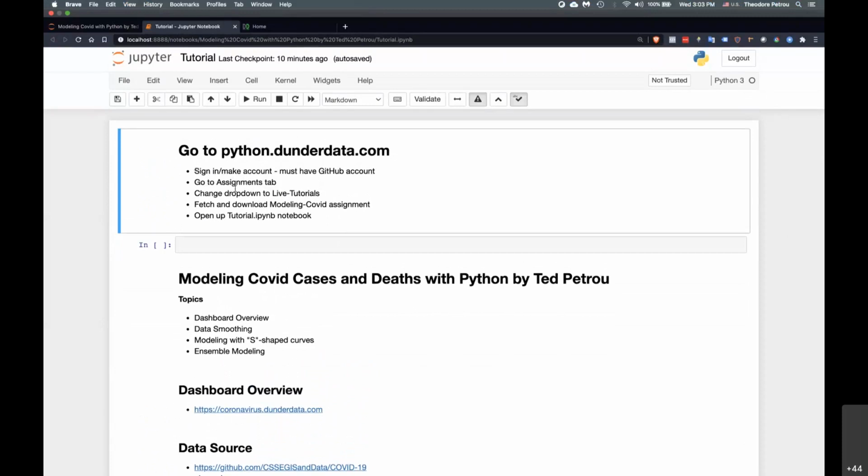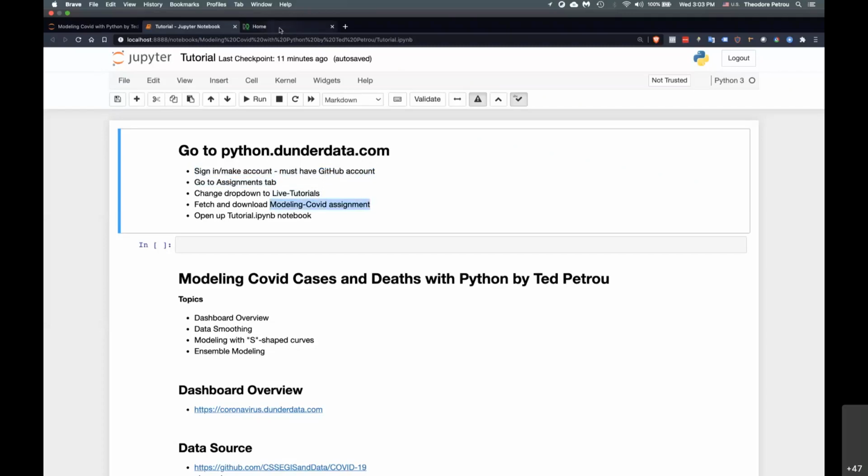If you want to follow along in a Jupyter notebook, you'll need to go to python.dunderdata.com and make an account if you haven't made one already. Once you've made an account, you'll go to the Assignments tab. In the Assignments tab, there's a drop-down menu called Live Tutorials. You just go to that, then you'll see the Modeling COVID assignment. You'll need to fetch that assignment, and then you can open it up.